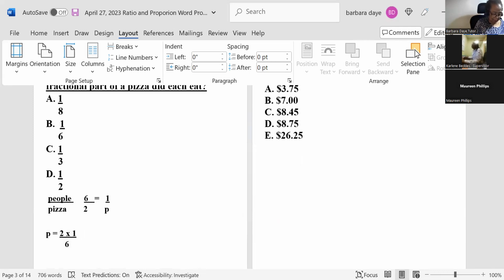Yeah, so I told you 2 times 1. So how do you get 1/3, right? So that would be 2 over 6, and then just simplify the fraction. 2 over 6 is 1 over 3. We divide both the numerator and the denominator by 2, and you get 1 over 3. So that's your answer, 1 over 3 or 1/3. Answer C.